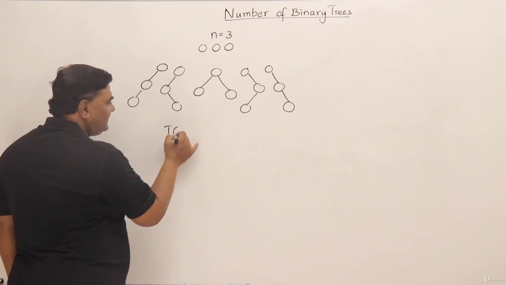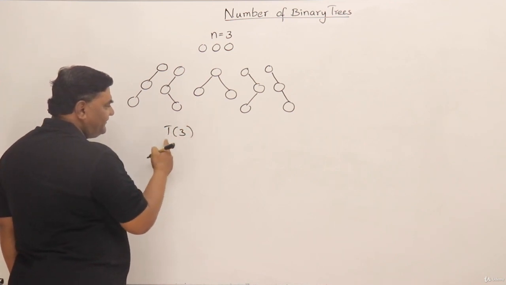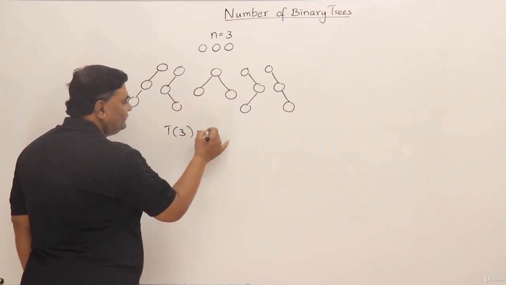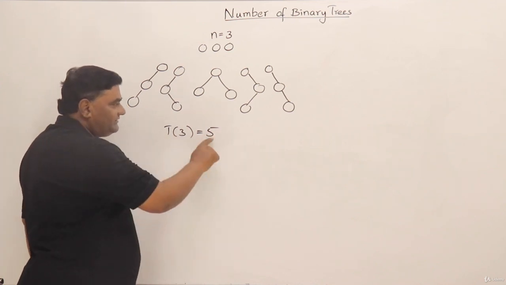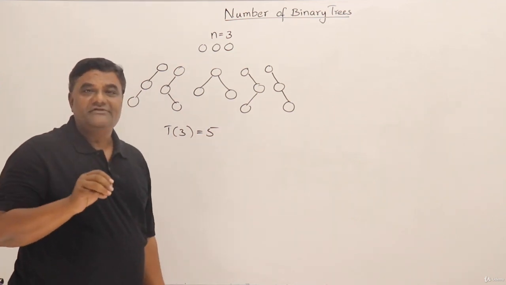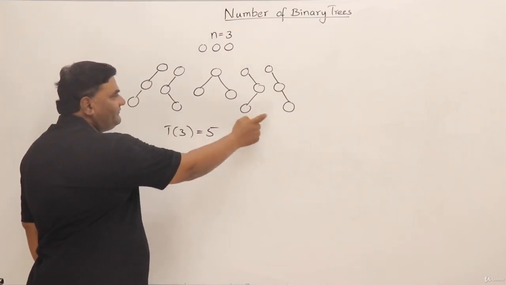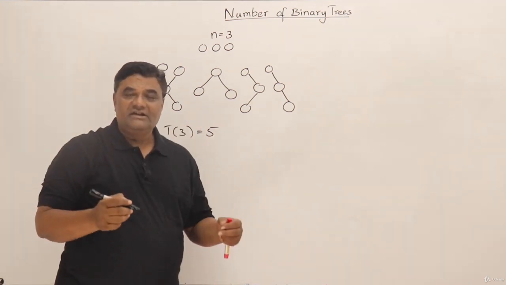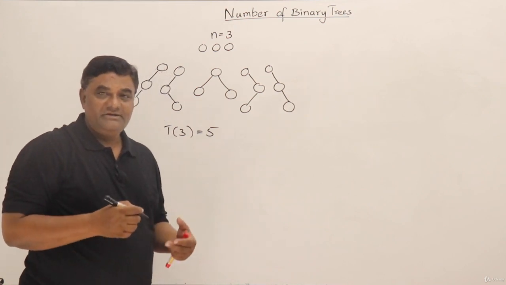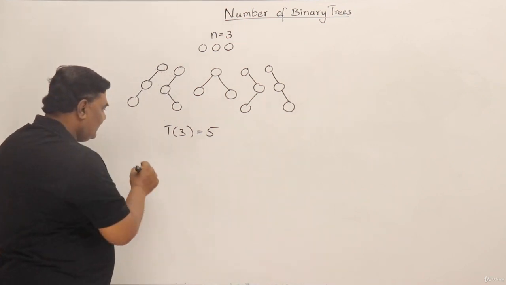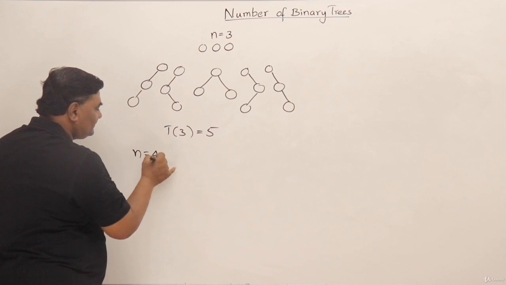So if 3 nodes are given, the number of trees, if it is a function, then the value of this function is 5. So if there are 3 nodes, we can generate 5 differently shaped binary trees. 1, 2, 3, 4, 5. Next, if there are 4 nodes, how many differently shaped binary trees can be generated? So I'll take 4 nodes. Number of nodes is 4.